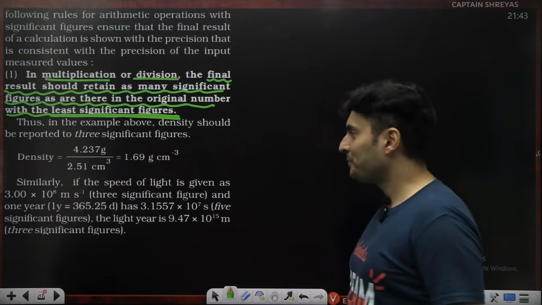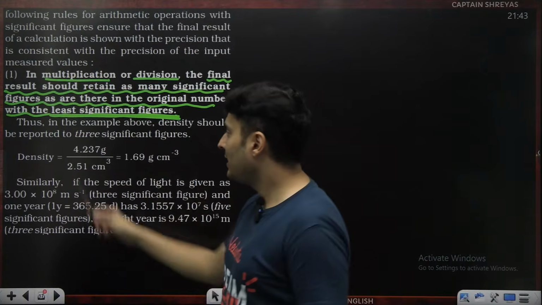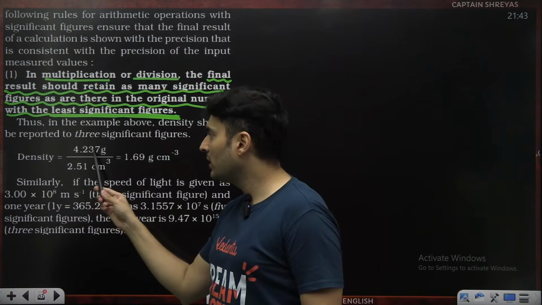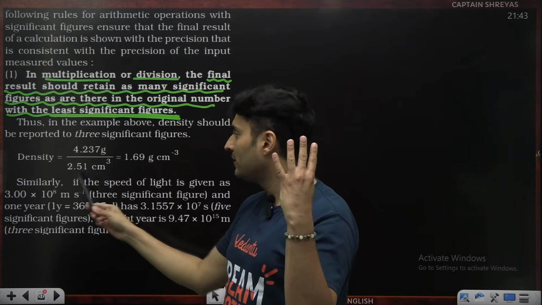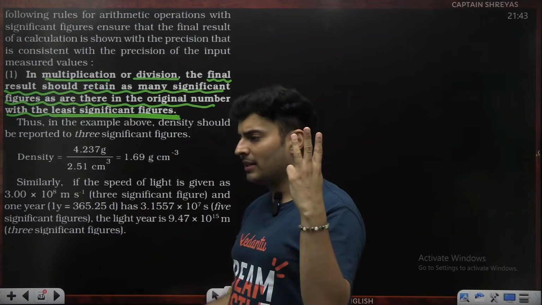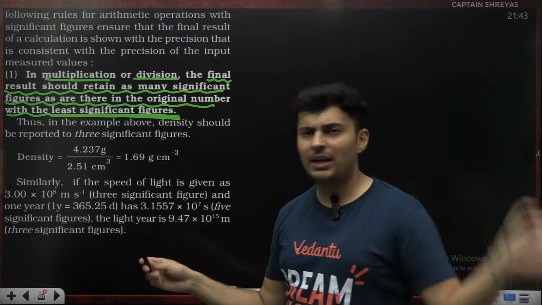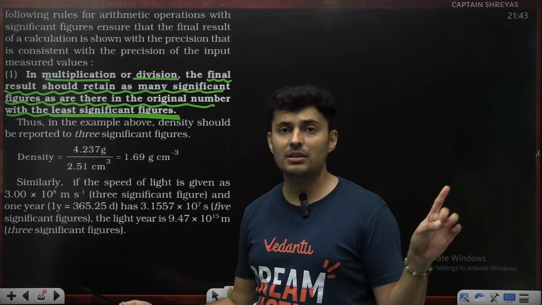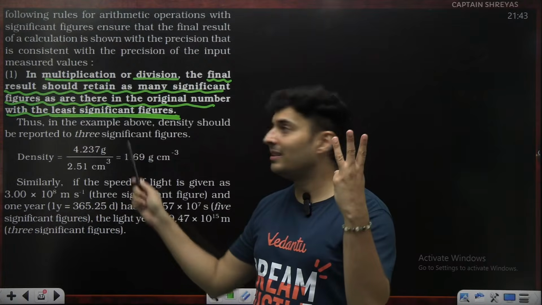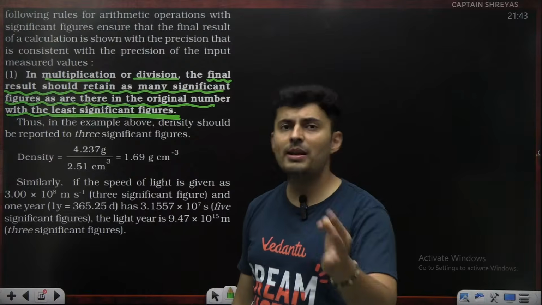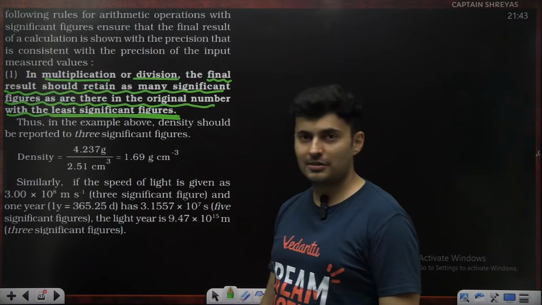Very, very crucial. Look at this. Density is mass by volume. The numerator has 1, 2, 3, 4 significant figures. The denominator has 1, 2, 3 figures. Now the final result, if it is recurring or has many decimal places, you cannot write that many decimal places. 4 and 3, 3 is the least. So the least significant figures is 3. The final result will be rounded off to 3 significant figures.